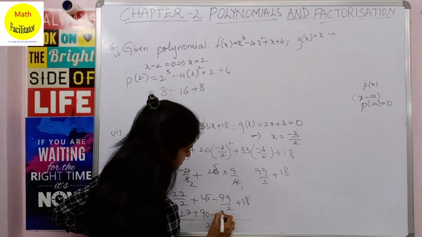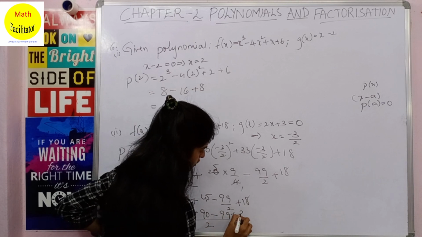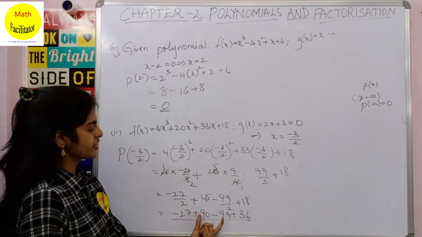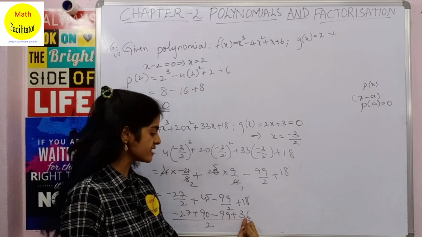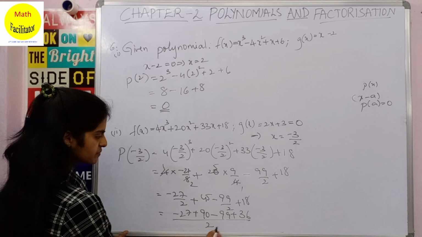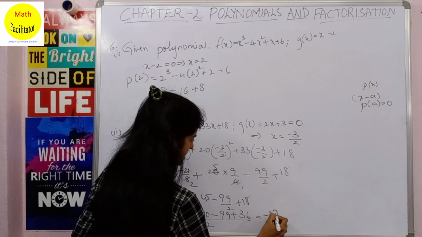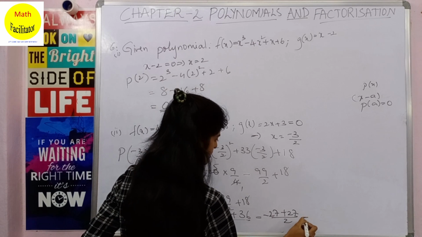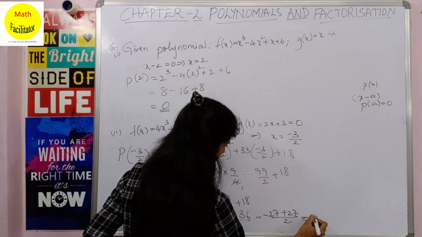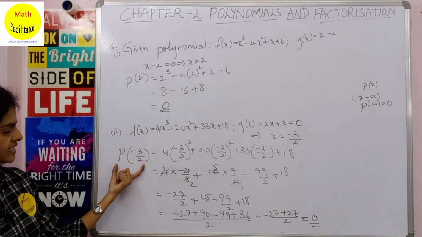45 2s are 90 minus 99 plus 18 2s are 36. Clear? So it is 90 minus 99 is minus 9. Minus 9 plus 36 is 27. Okay. So this is minus 27 plus 27 divided by 2. So minus 27 plus 27 is 0. 0 divided by 2 is 0. Okay. So P of minus 3 by 2 is 0.